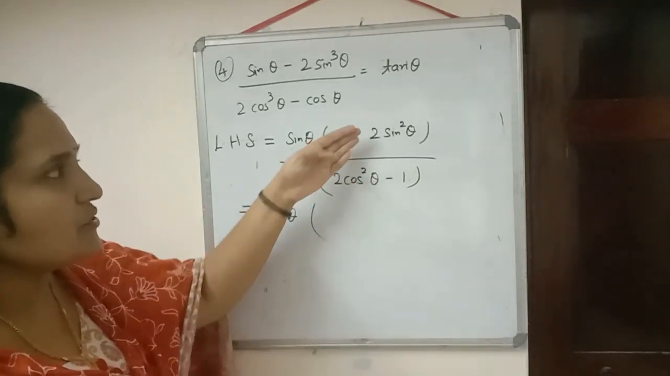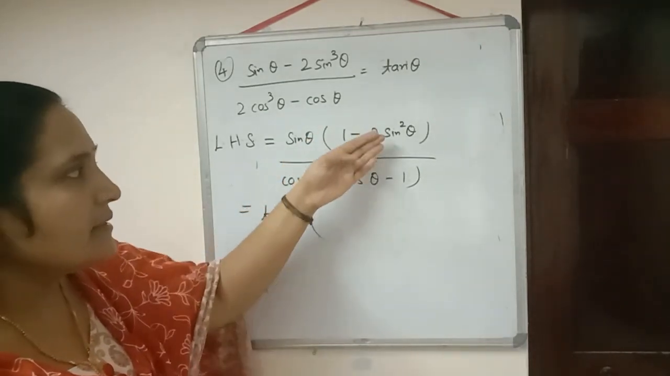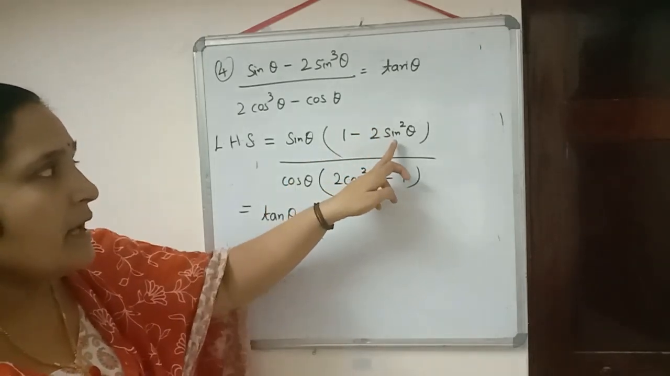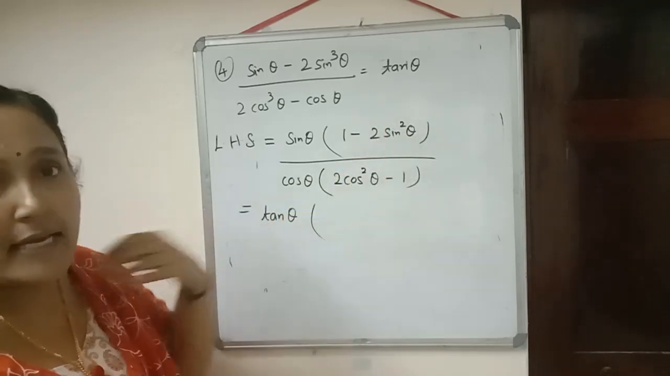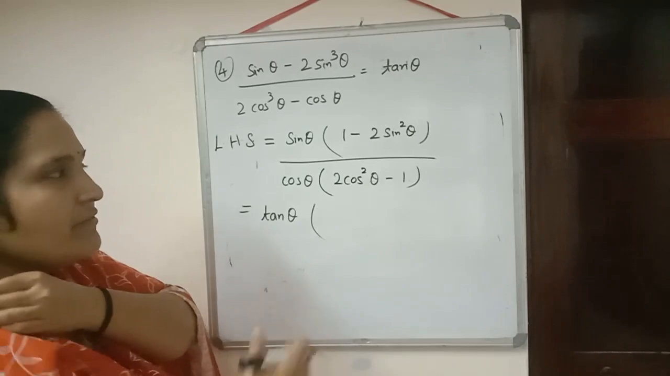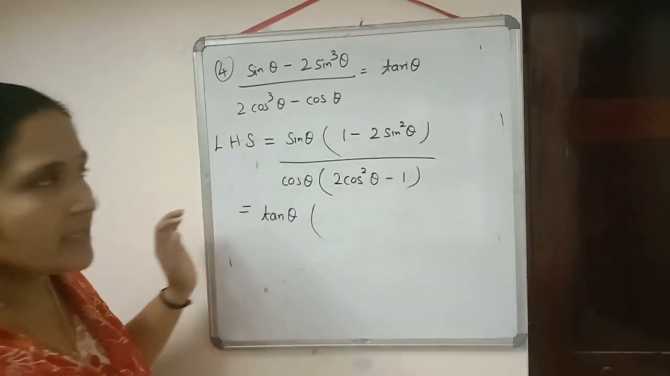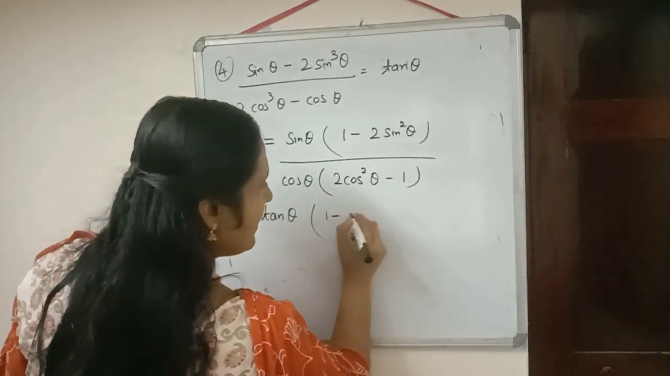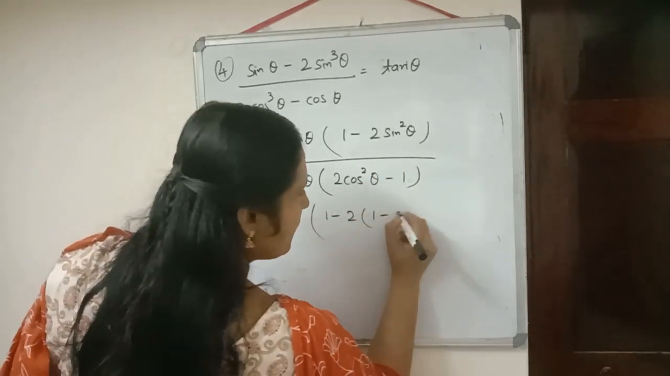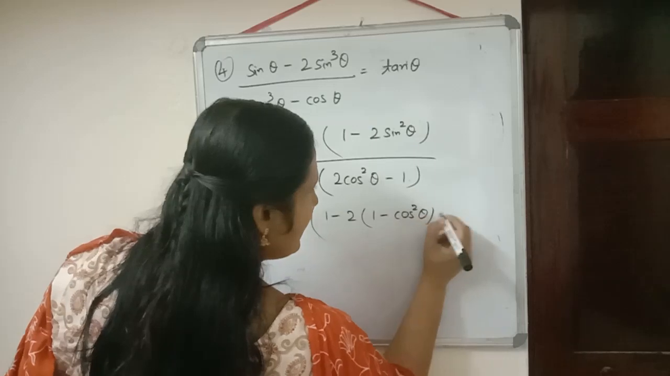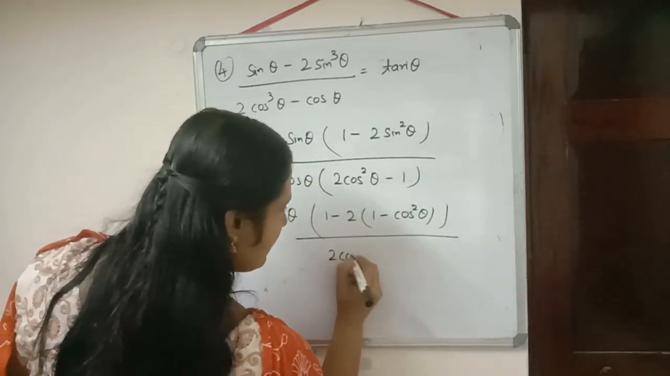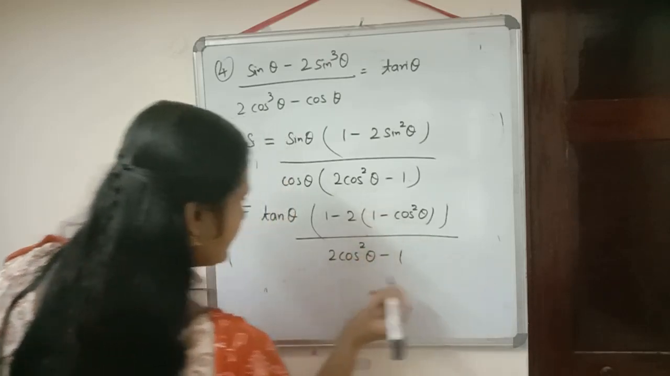If these two should get cancelled, then the two expressions should be same. So what we are going to do now here, I am going to change this sin square theta in terms of cos square theta, and then we will check whether these two expressions are same. So 1 minus 2 into, how we can rewrite sin square theta? 1 minus cos square theta by this 2 cos square theta minus 1 we'll write as it is.